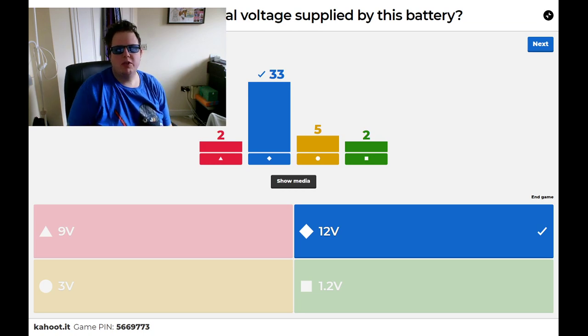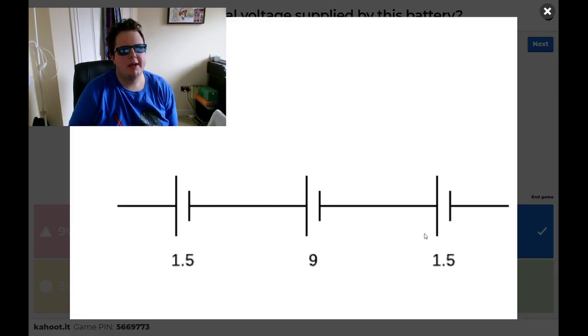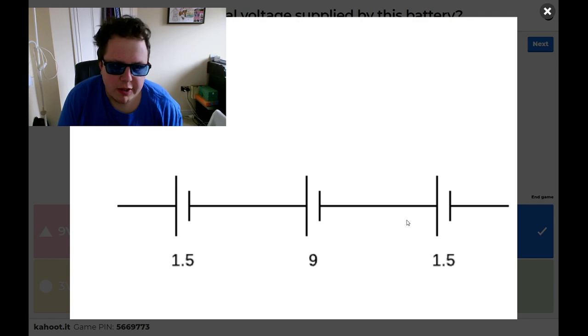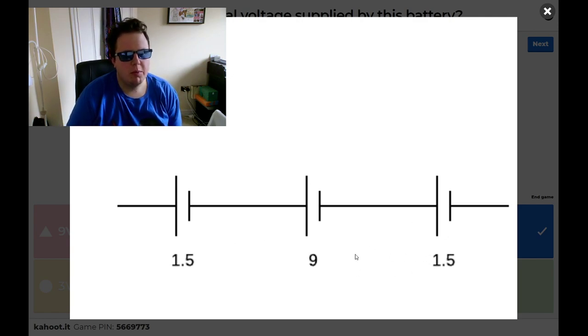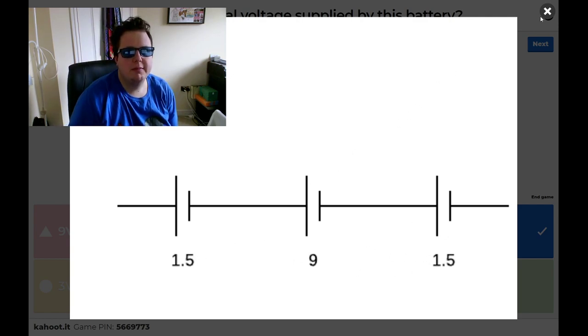Okay, well done. Yeah, so those 3 cells, or that battery, will give us a total voltage of 12 volts, and you just add them up. 1.5 plus 9 plus 1.5 comes to 12.